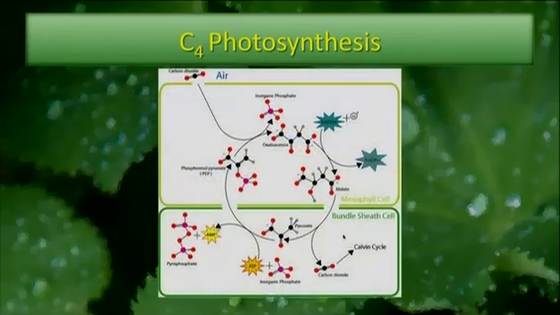Now other features of C4 plants, so let's look at this first. Here you have the bundle sheath cell and the mesophyll cell. So here's PEP, phosphoenolpyruvate, joining with a phosphate in the mesophyll cell to produce malate, which is an acid, and in the bundle sheath cell, it gives off carbon dioxide, and then actually goes through the Calvin cycle.